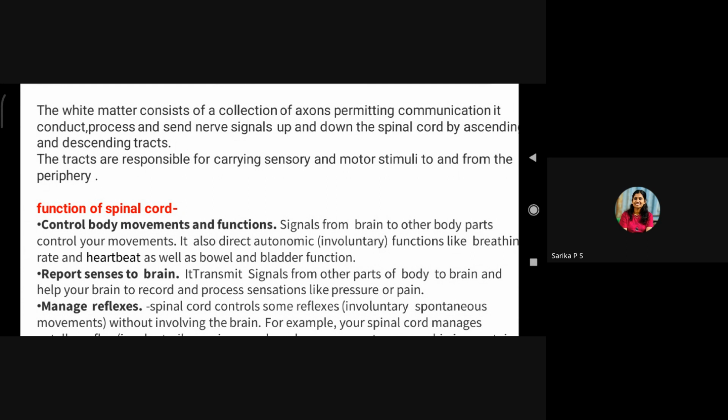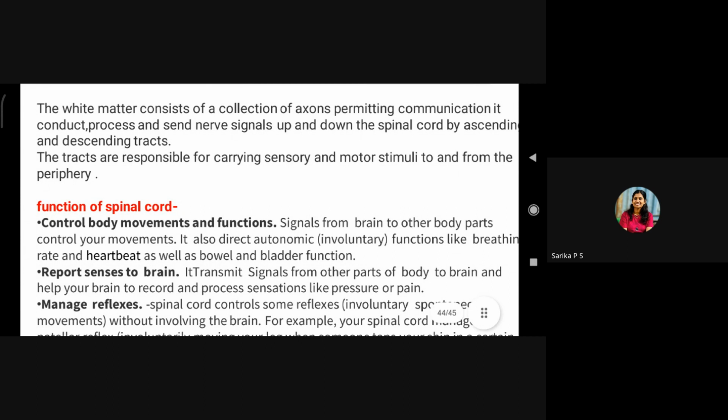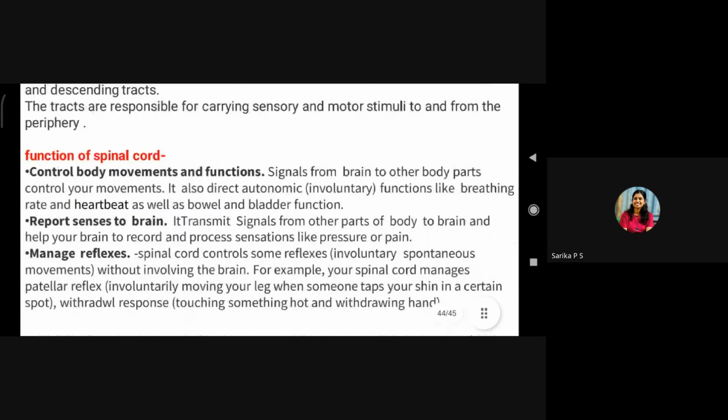Okay. Now, functions of spinal cord. It controls the body movements and function. Signals from brain to other parts control your movements. It also directs autonomic functions like breathing rate and heartbeat, as well as bowel and bladder function.